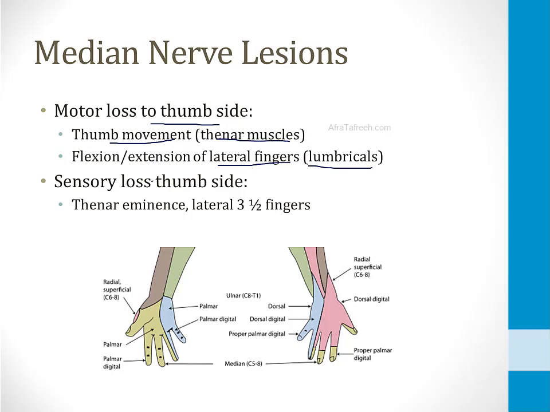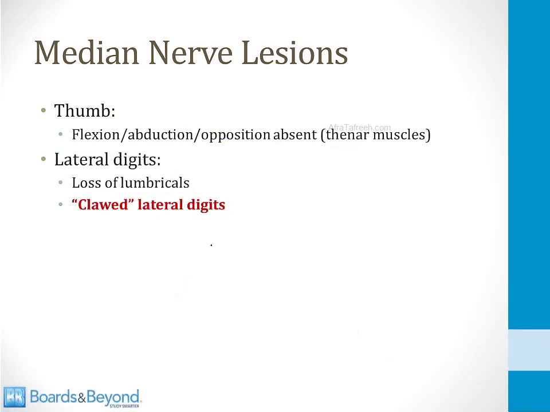In addition, there are sensory findings around the thumb. So around the thenar eminence and the lateral 3.5 fingers, you can see numbness or paresthesias. If you look at this picture on the screen here, everything shown here in brown is controlled by the median nerve. So you can see sensory symptoms here. This includes the thenar eminence. So if you examine a patient with a median nerve lesion, what you may see are the findings shown on this slide. At the thumb, you will see absence of flexion, abduction, and opposition.